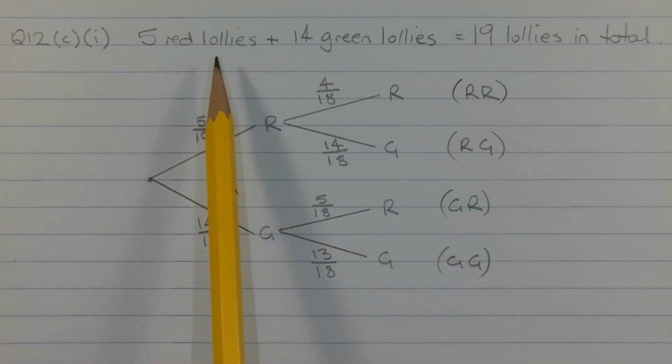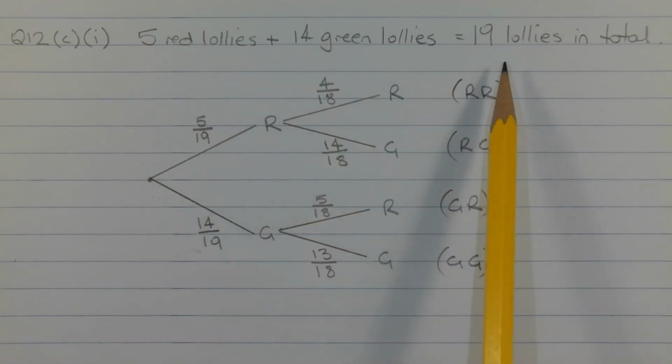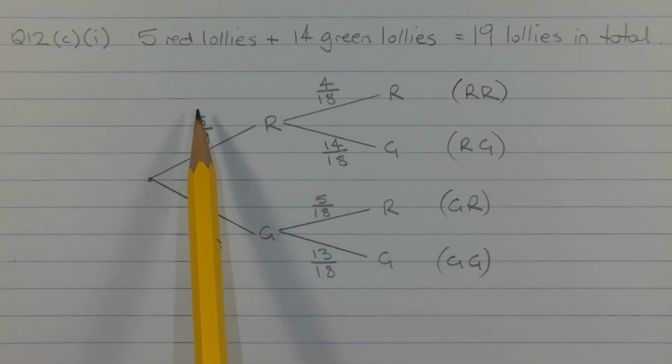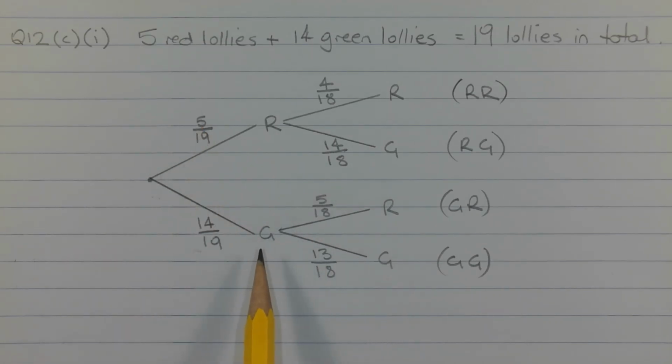There are 5 red lollies plus 14 green lollies to give us 19 lollies in total. So the probability of choosing either a red or green lolly in our first draw will be out of 19. The probability of choosing red in our first draw is 5 over 19, and the probability of choosing green in our first draw is 14 over 19, which is also the complement of 5 over 19.